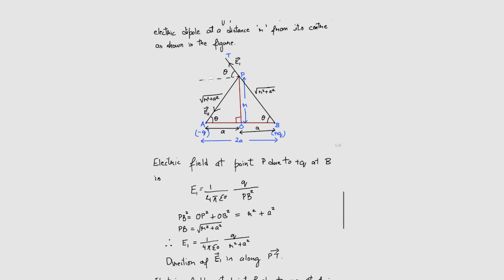Once again, you have parallel lines and this acts as a transversal. So these two angles act as alternate angles. Therefore, this angle here is also theta. Now, the angle between E1, this is my E1 pointing in that direction, and this is my E2 pointing in this direction, is theta plus theta, which is 2 theta.